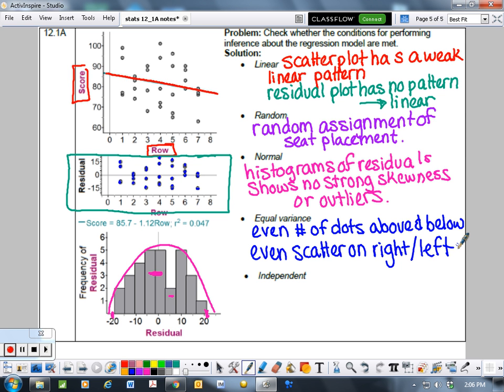And so we look side to side because remember, we're trying to see if there's something like this, like a ballooning effect where it gets wider and wider from right to left. So we're looking for even scatter right to left and then an even amount of dots above and below. And so that's our idea with the equal variance. And then independent, because this was an experiment with random assignment, that assures independence.